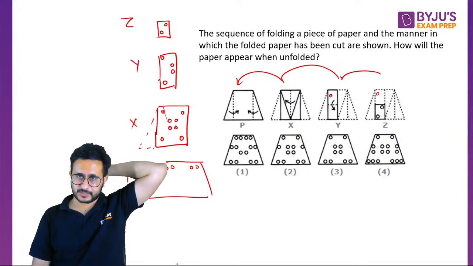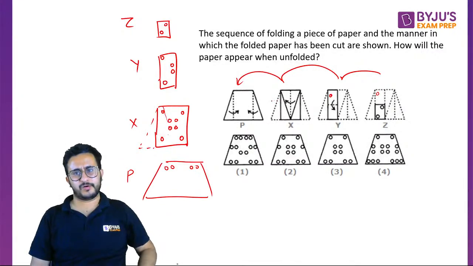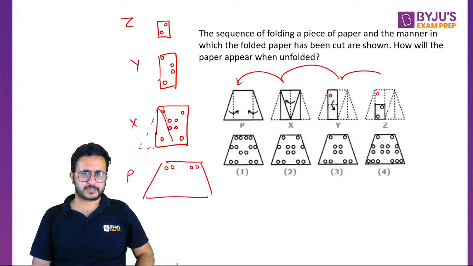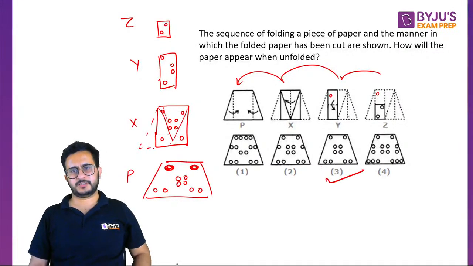This is, if this here, it should come, isn't it? Or will it be like this? So this looks more likely, right? So if you unfold it this way, these will be single only then. Okay, these will be four, and this will replicate this side, and this will replicate this side. So it looks like option 3.